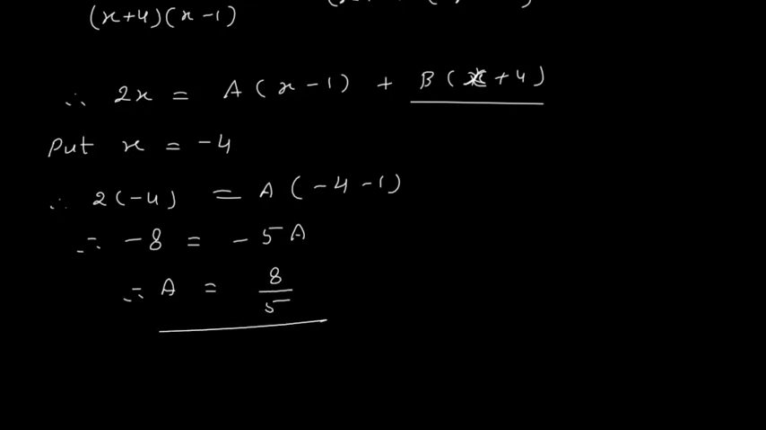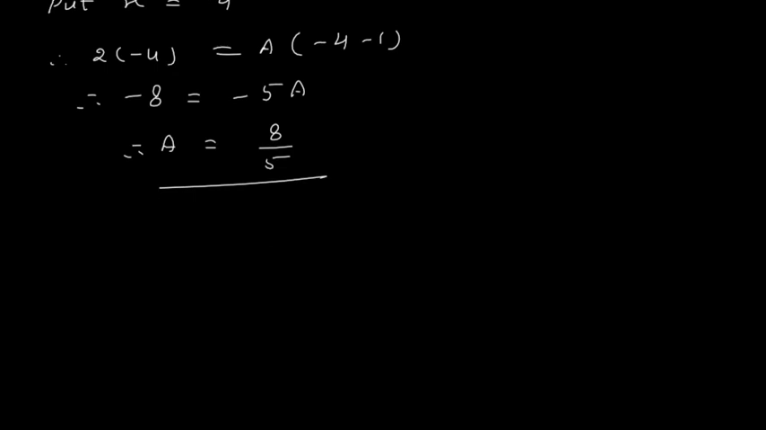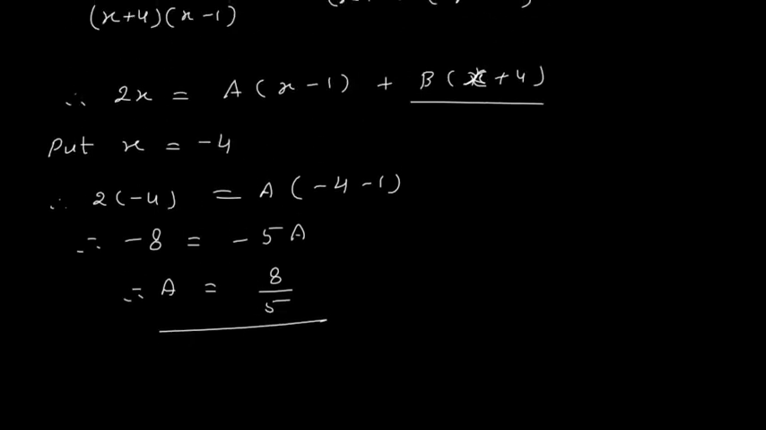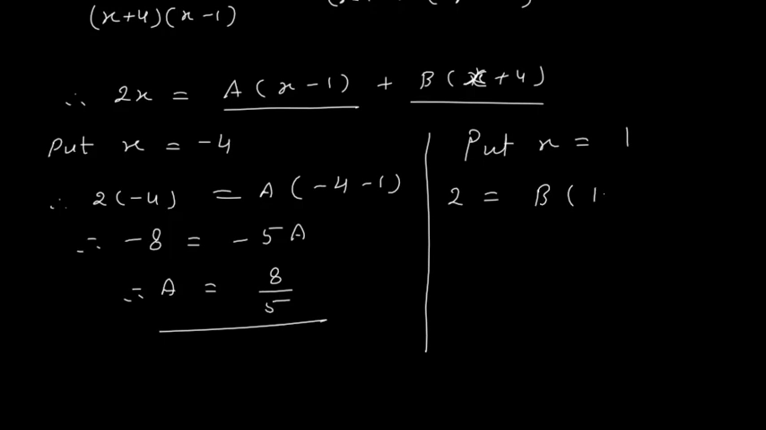So I got the value of a. Now to get the value of b, I will use the same procedure. That means I will make this a part 0. So for that we put x equal to 1. When I put x equal to plus 1, I will have 2 equal to b into 1 plus 4, which is 5b. This gives me 5b equal to 2, that is b equal to 2 upon 5.